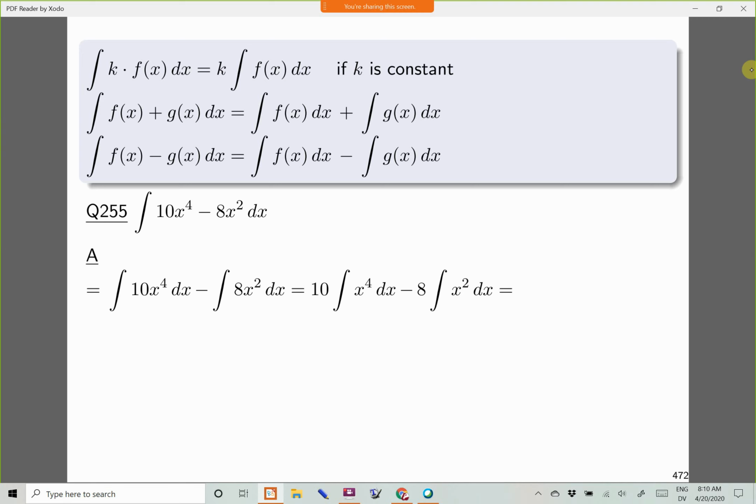Now, we still have an integral to do here. So this is where we undo the power. We've got to raise the exponent by 1 and then divide by that new exponent from the formula practiced in the warm-up. So this will be copy the 10, and then the integral of x to the 4th is x to the 5th over 5. Copy the minus sign, copy the 8. And then the integral of x to the 2nd dx is x to the 3rd over 3. Oh yeah, and then once we're done, there's no more integral signs. You just stick on a plus c.